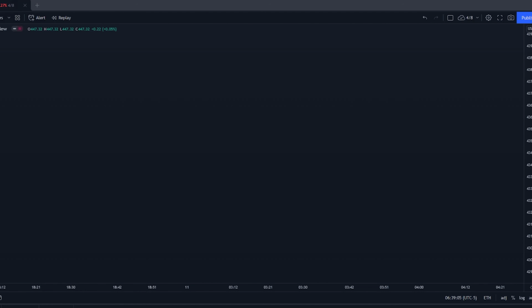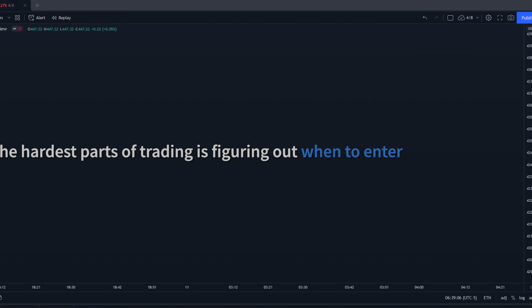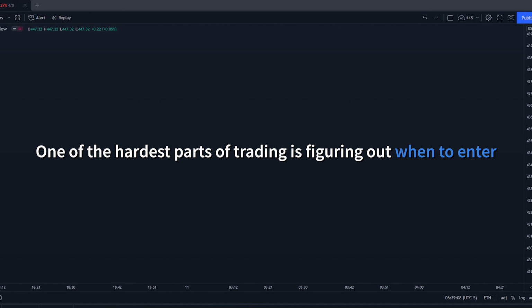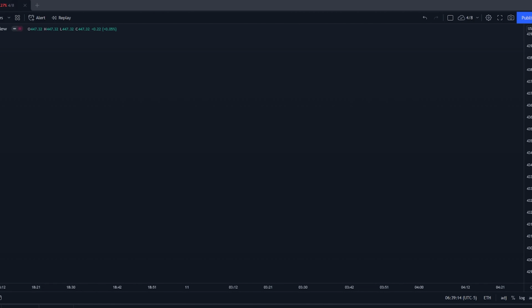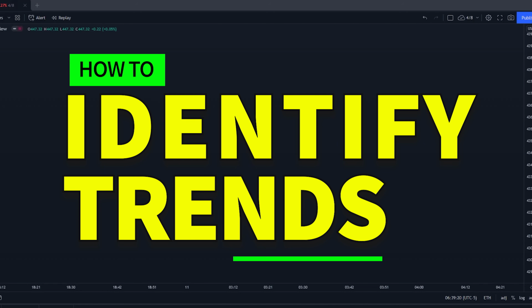One of the hardest things we do as retail traders is to figure out when to enter when a trend is forming. It seems easy in hindsight, but during the time that it's happening, our mind plays tricks on us. When is the trend going to reverse? When is it going to keep on going? And that's what we're going to talk about today. How to identify trends and the associated reversals.